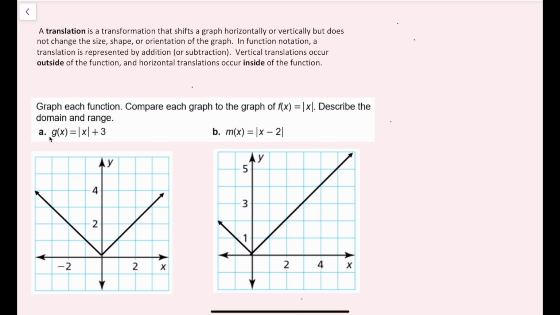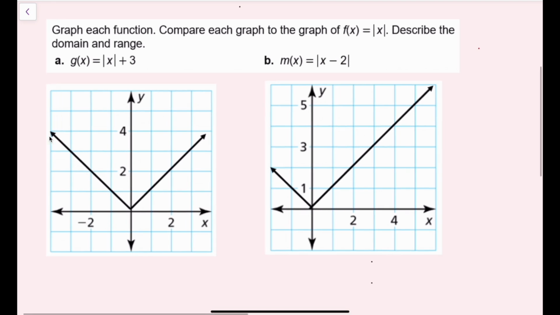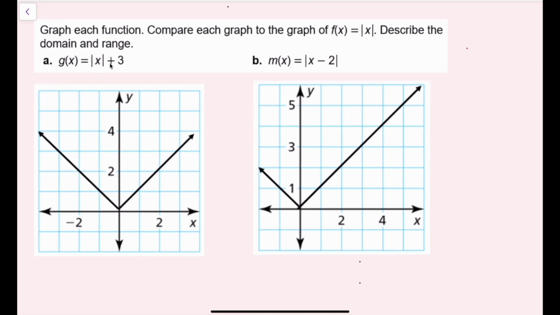Anyway, now we're going to graph each of these functions and compare each graph to the parent function, f of x equals the absolute value of x, and then describe the domain and range. Well, if I look at this first function, I can see that this is the original parent function just plus 3, and that is a vertical translation. Remember, vertical translations happen outside of the function.